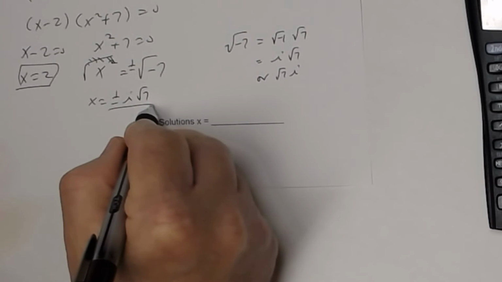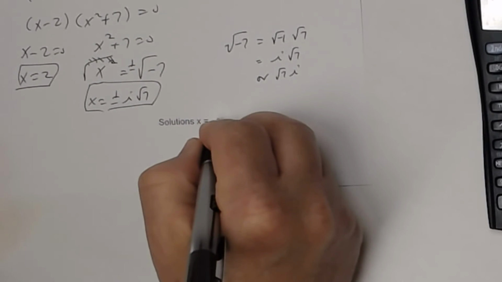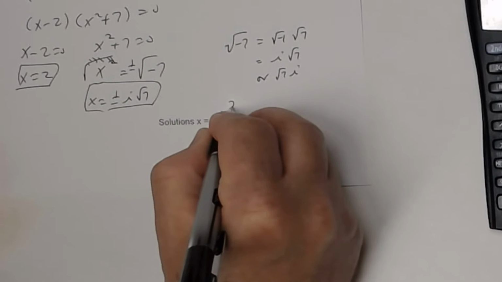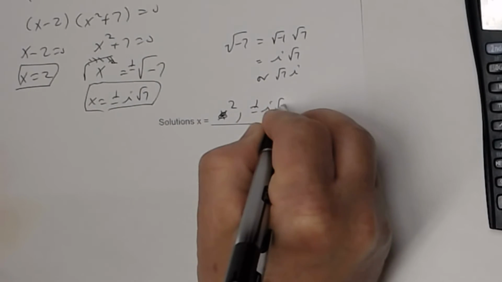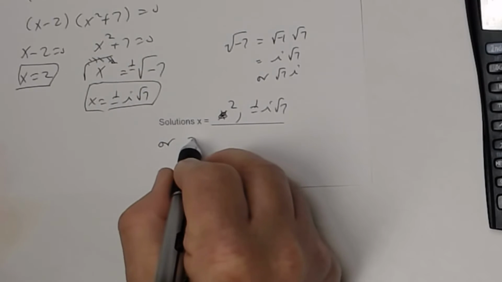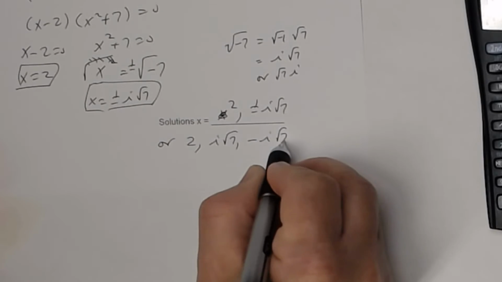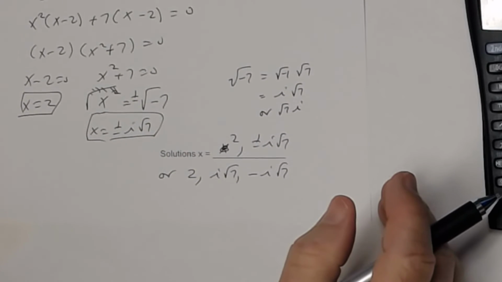So those are your three solutions, and there are three of them. Two here, one here. So you can write it as x equals 2, comma, plus or minus i square root of 7. Or if you want to write it as three separate solutions, you can: 2, i square root of 7, negative i square root of 7. All right, so that's number 7.